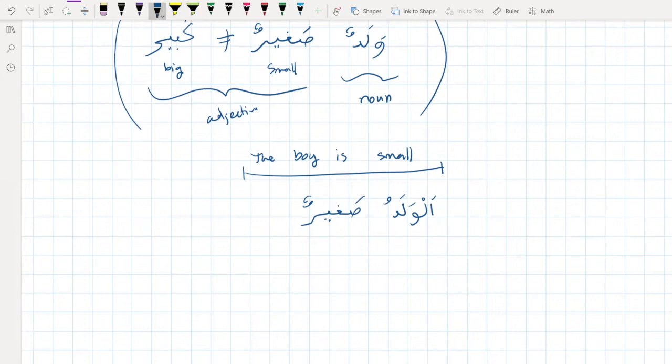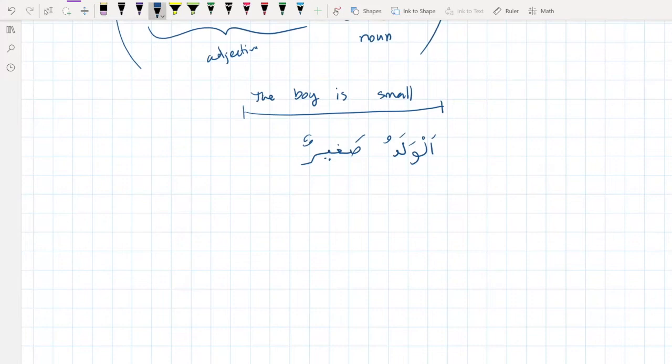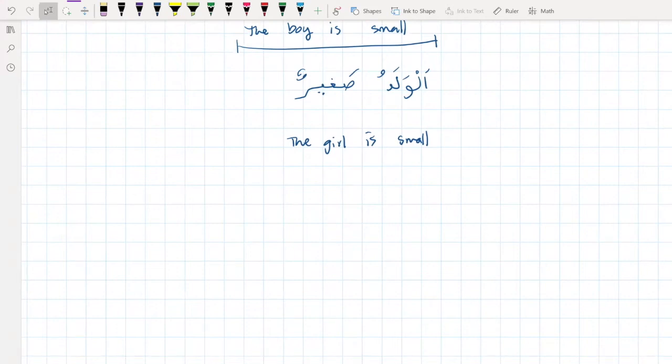I'm pretty sure we have seen this kind of sentence in the previous lesson. Now we want to learn how to say this kind of simple sentence, because these are adjective sentences, sentences that describe a noun. You have adjective phrases and you have adjective sentences. So these are describing a noun. How would you say, for example, instead of the boy is small, al-waladu sagirun, the girl is small?